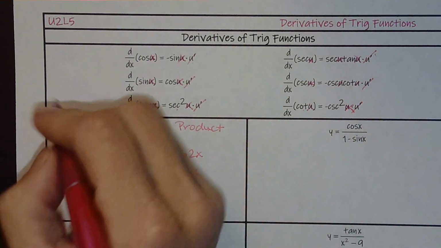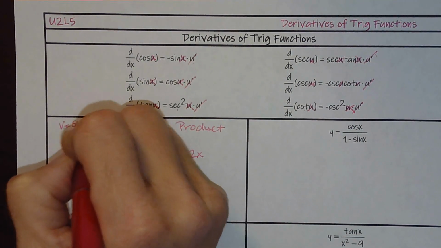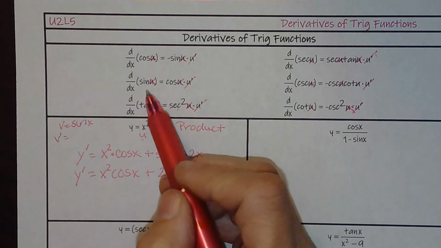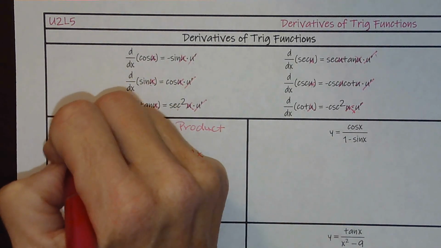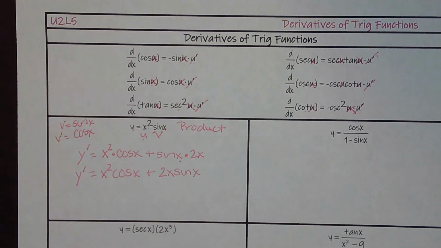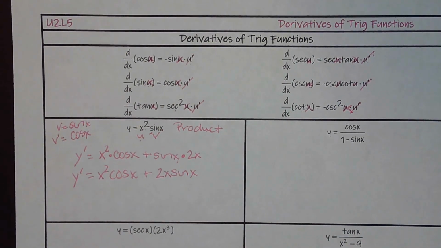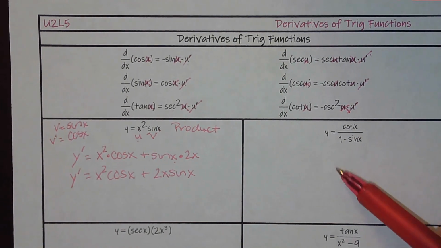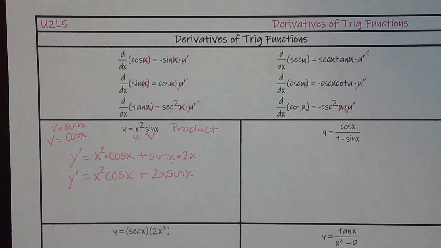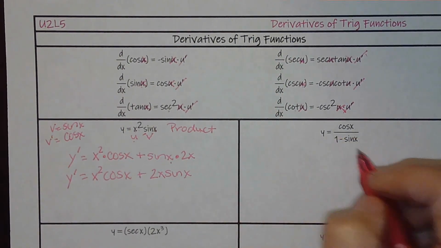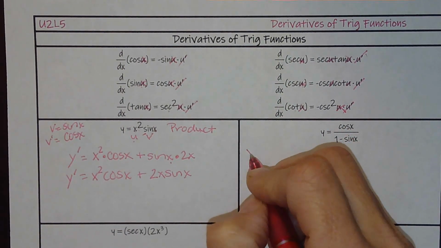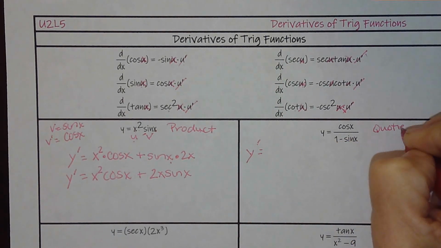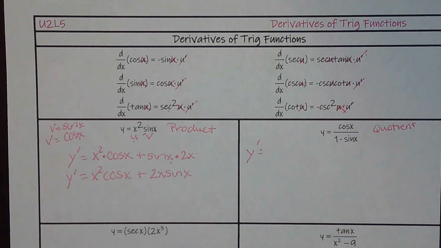Okay, so don't forget that if v is sine of x, then v prime is going to be, the derivative of sine is cosine. So cosine of x. So it's just a matter of finding derivatives using our tools that we've learned over the course of this unit. All right, so let's find the derivative of y. So y prime equals, this is a quotient. We have a numerator and a denominator.